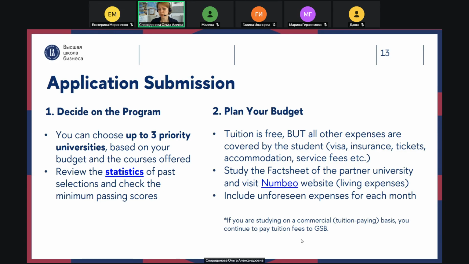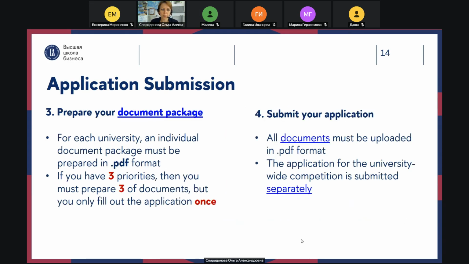As I said already, if you're a commercial, tuition-paying student, you continue to pay tuition fees to GSB, but you don't pay to our partner university. After that, you prepare the whole document package. We will talk about it later. For each university, you prepare an individual document package. It should be in PDF format. For example, you have three priorities and you have to prepare three packages of documents, but it's only one application form. So you apply only once with three document packages.